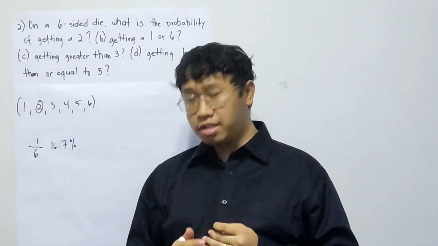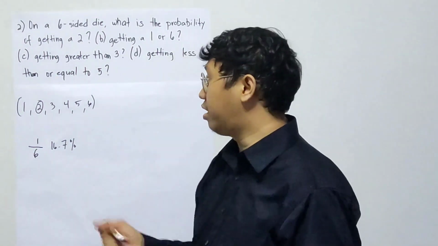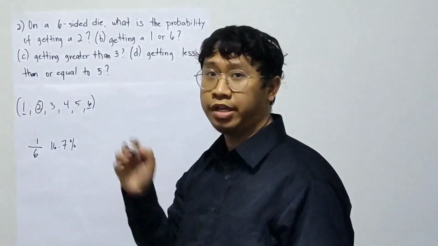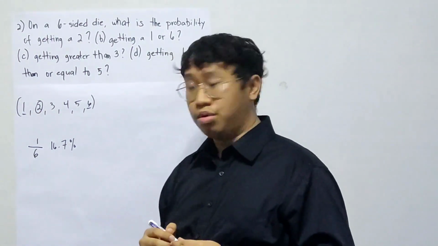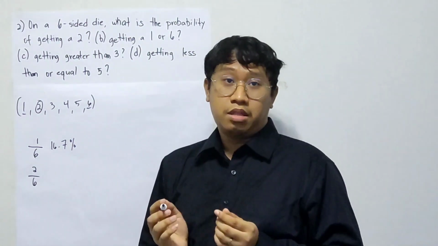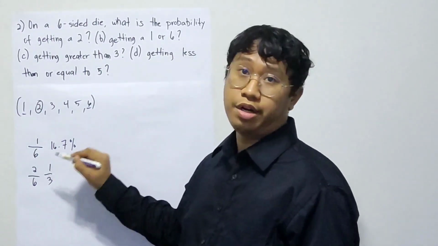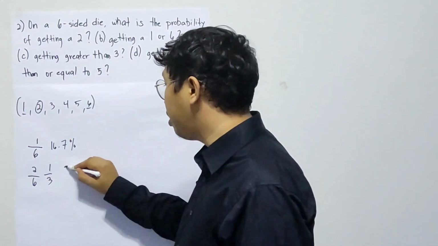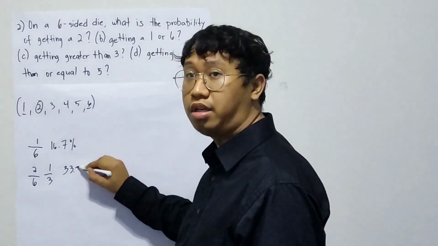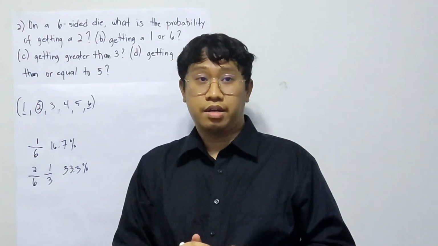How about getting a 1 or 6? Since there is only a single side for a 1 and a 6 on the die, here we'll put a 2. Meaning the probability is 2/6, or 1/3, or approximately 33.3% of these events occurring.